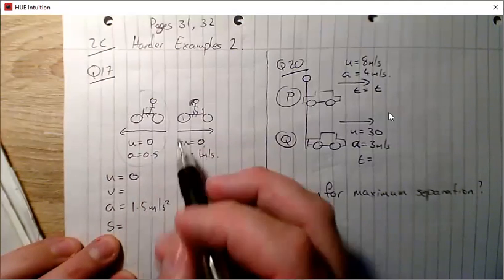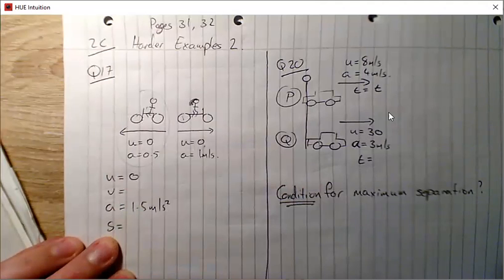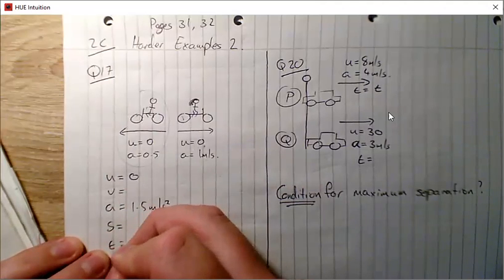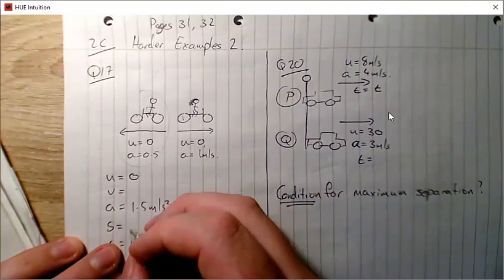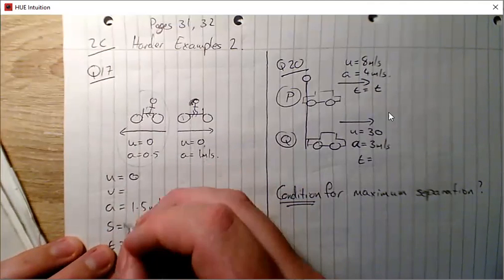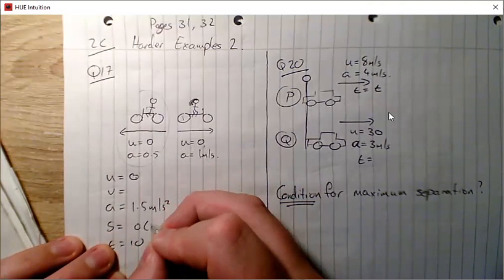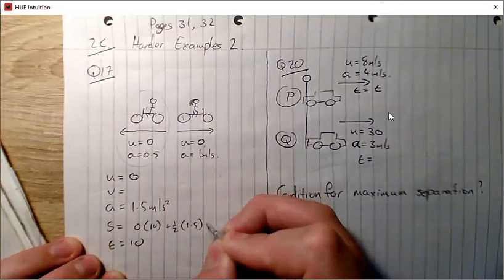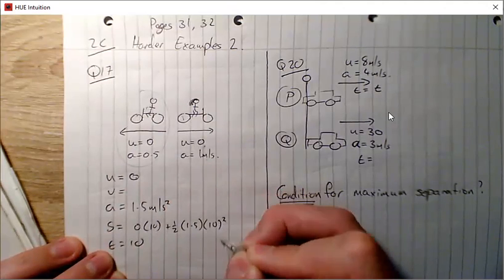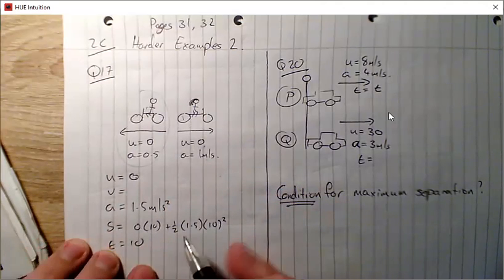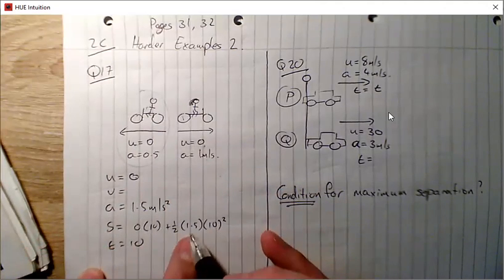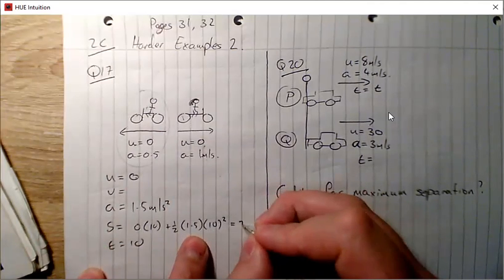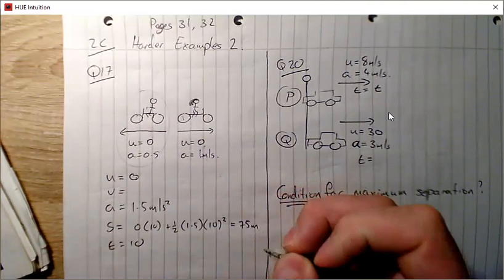Okay, and the distance then is the distance between the two of them. So how far apart will they be when time is 10 seconds? Well, that's just s equals ut plus a half at squared. So that's going to be 0 times 10 plus a half of the acceleration, 1.5, times 10 squared. And what's that give us? A half of 100 is 50, times 1.5 is 75 meters.